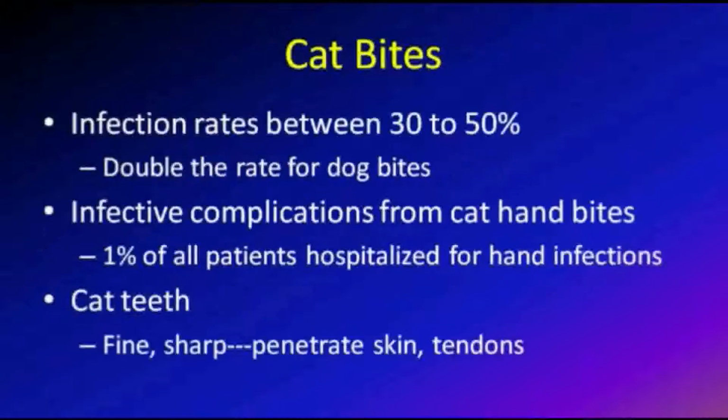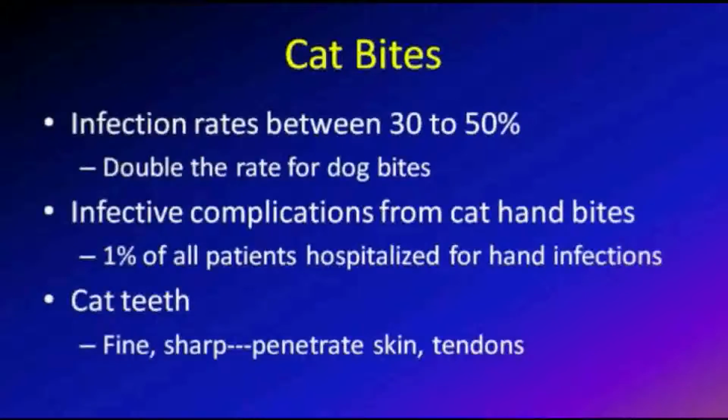Now, the infection rate for cat bites is about 30 to 50%, and this is double the rate of what we see in dogs. Infective complications from cat bites account for about 1% of all patients who are hospitalized for hand infections. This is due to the fact that cats are very able to get their jaws and teeth into you. Their teeth are very fine and sharp, and they penetrate deeply and can even hit the tendons and the tendon sheaths.